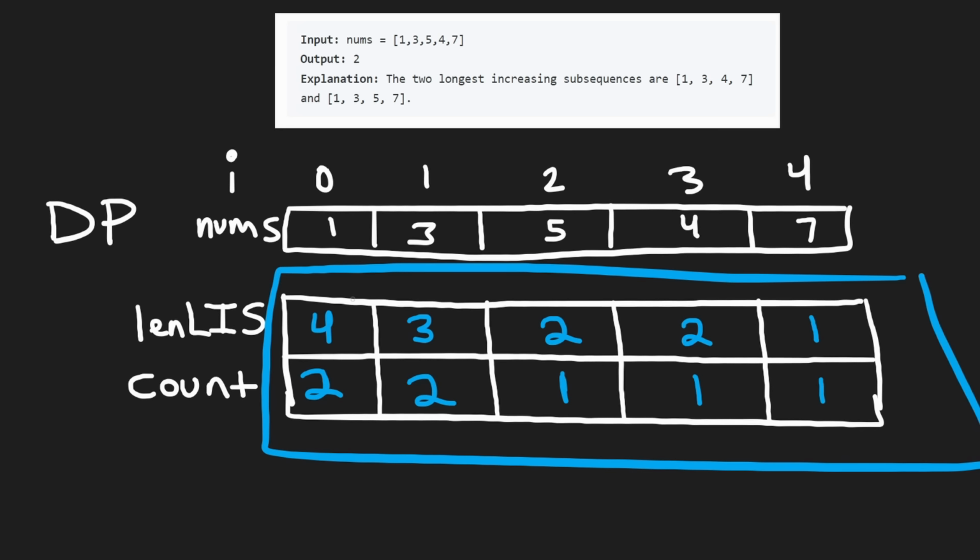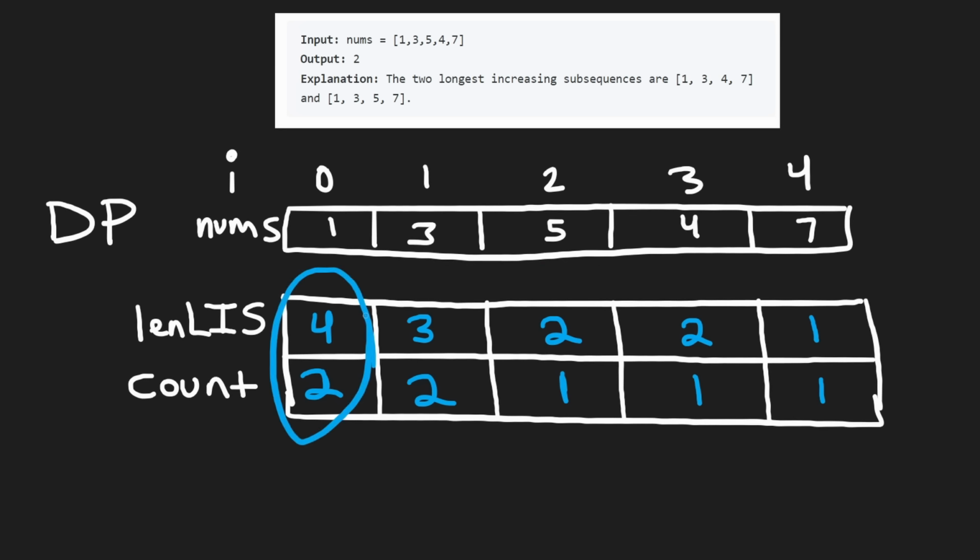But now knowing this, how are we going to return the result? Well, in this case, the result is at index 0. The longest LIS is of length 4. How many are there? There's 2 of them, and that's what we were expected to return up above, right? You can see 2, and these are the 2 LISs. But that's not always going to be the case. It's not always going to be at index 0.